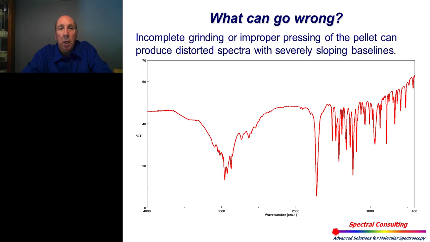So here we incompletely ground the sample or did an improper pressing, and what we see is this severely sloping baseline. The baseline starts at about 60% T, goes down to almost zero, and we see this large slope associated with the spectrum. And that means that something is not quite right.